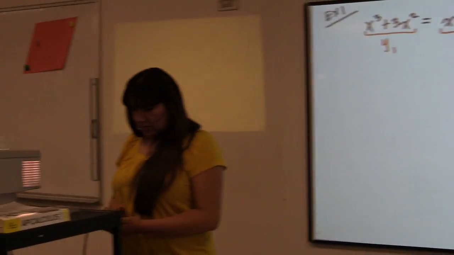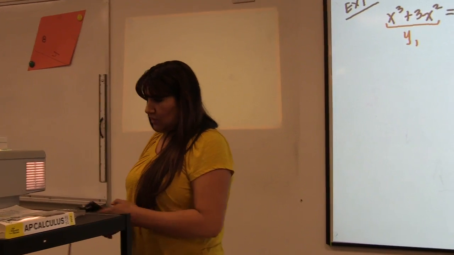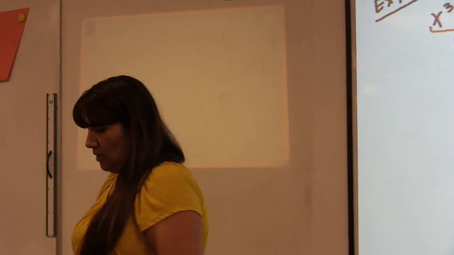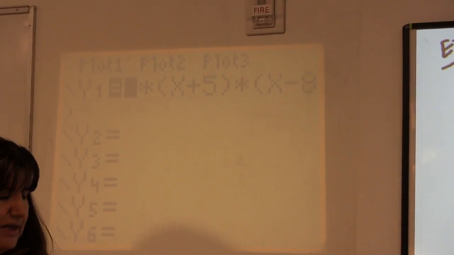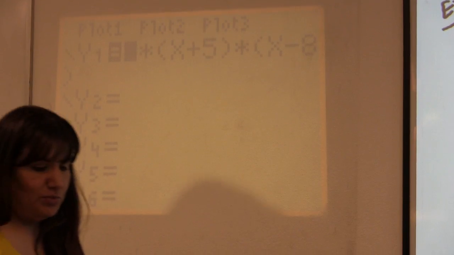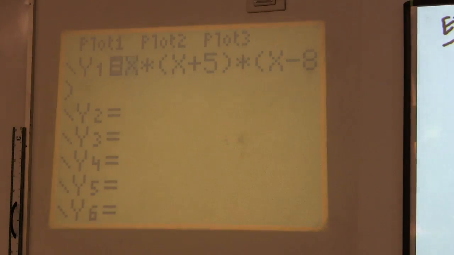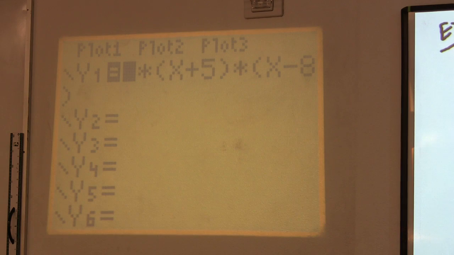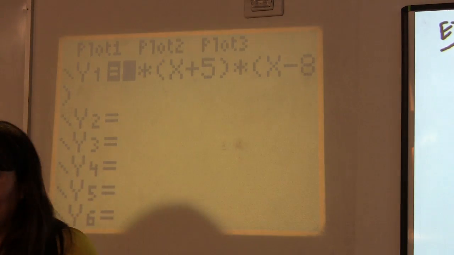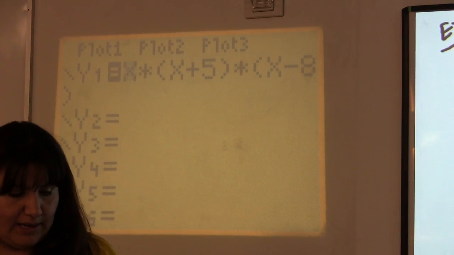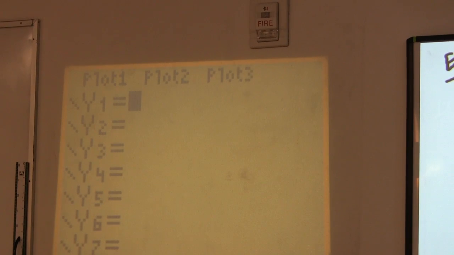And here is my calculator, and again the steps are on the board. The first thing I want to do is go to my y equals, and as you can see, actually you probably can't see, but I will turn the lights off here so you can see better. Hopefully now you can see that better. There is already something written in my y1, so I'm just going to clear it out.